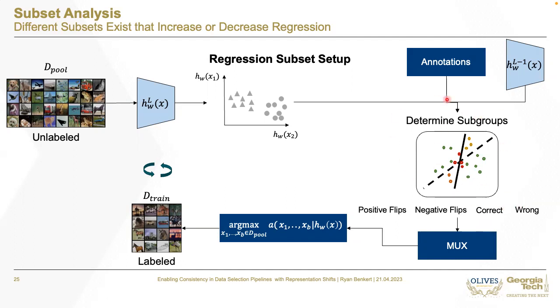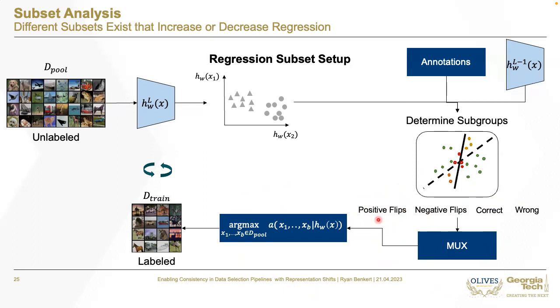So we determine the subgroups by using the labels, and we use the network from the previous round. That gives us these four different subgroups. And now we pick one of these, right? So I'm going to be showing you four curves at the moment, where we just pick one of these. And then we use the acquisition function to essentially just pull from these particular subgroups.